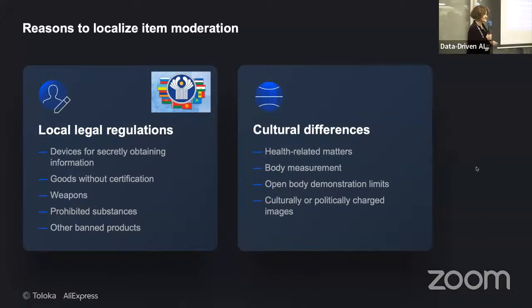Another type of reasons, which comes up as a question for moderation and as a matter for moderation, are cultural differences reasons. And that's a very sensible and quite intriguing domain, which we will discuss a bit later in my presentation.